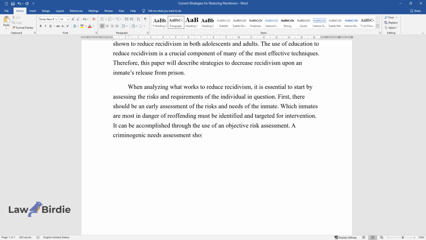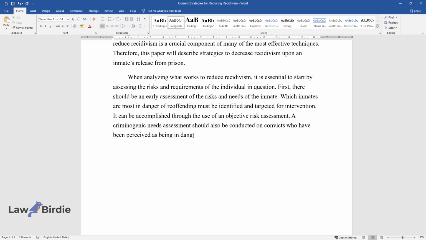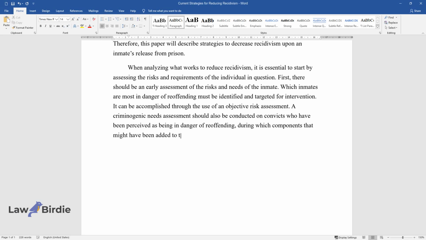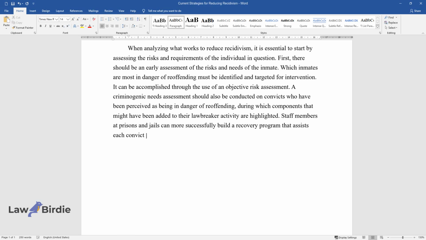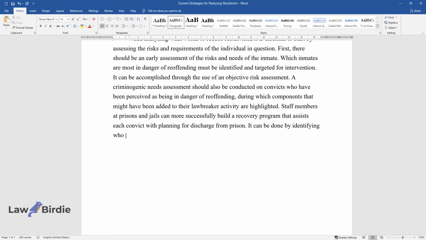A criminogenic needs assessment should also be conducted on convicts who have been perceived as being in danger of reoffending, during which components that might have contributed to their lawbreaking activity are highlighted. Staff members at prisons and jails can more successfully build a recovery program that assists each convict with planning for discharge from prison. It can be done by identifying who is at risk and developing a unique needs assessment profile for each individual in their care.